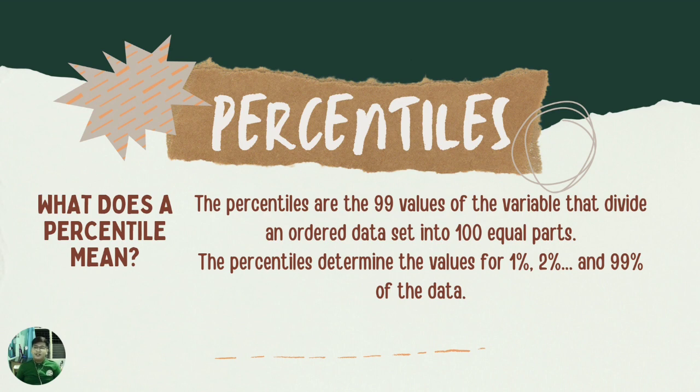Unlike quartile, which is quarter, which means 4, and decile, which is 10, percentile is 100. The percentile determines the value for 1%, 2%, up to 99% of the data.